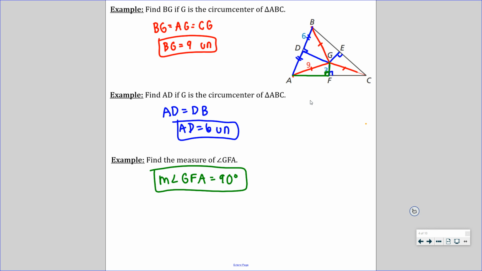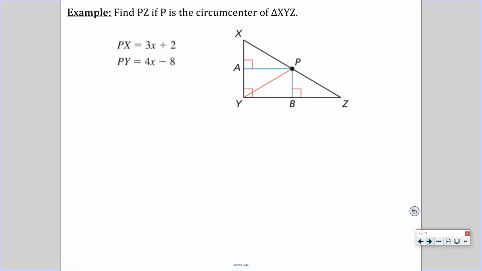Okay, let's try one with algebra. A little bit harder. This next one says, find PZ if P is the circumcenter of triangle XYZ. Okay, so again, I see that word circumcenter. I'm like, hey, that means it's where all the perpendicular bisectors intersect. And they're showing you that in blue this time.